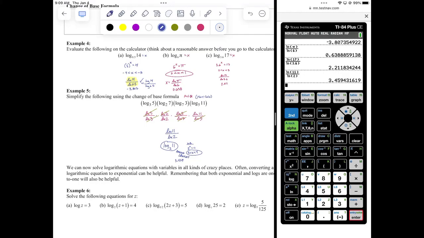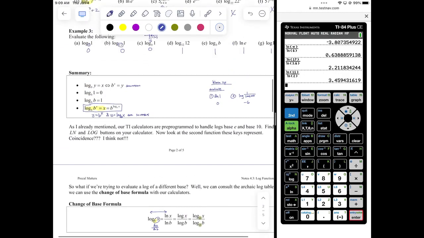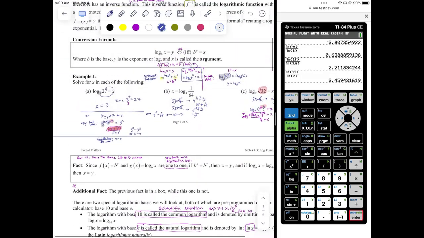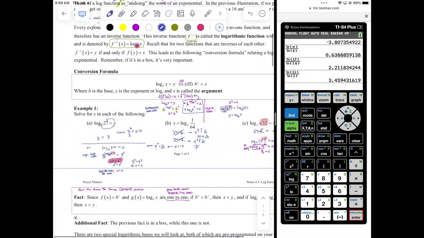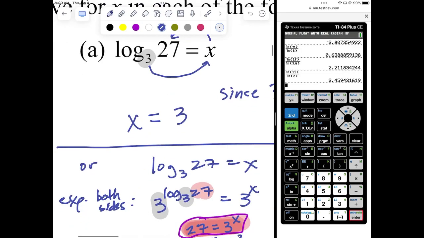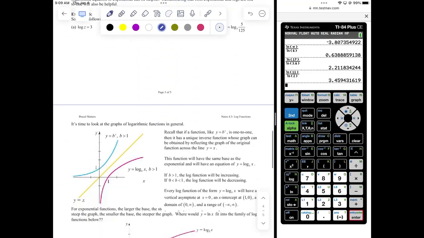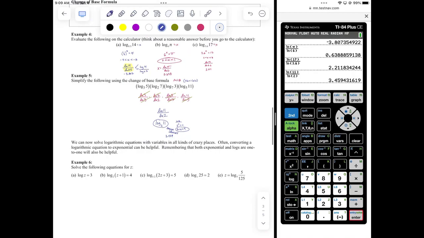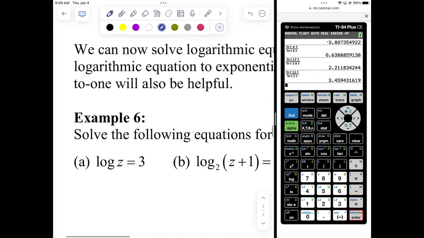Okay, shifting gears here a little bit now. We're going to look at solving logarithmic equations. We've already seen logarithmic equations way back up here on example 1, but those were boring equations because they were already solved for x. All we had to do is simplify and evaluate the other side. There are other equations that involve logs that are more interesting, have the variables that are not already solved for. Okay? So that's what we're going to do on example 6.